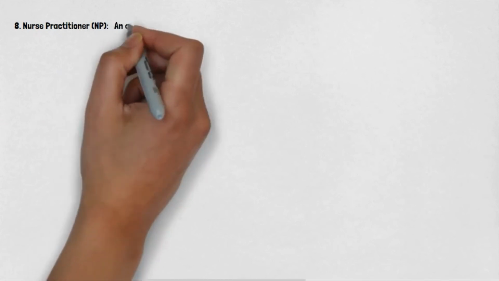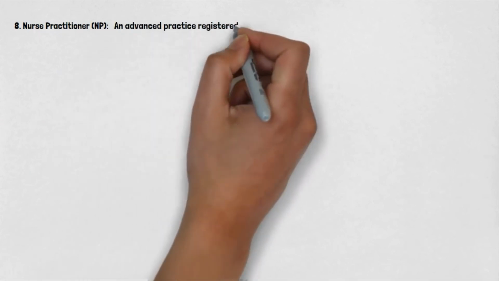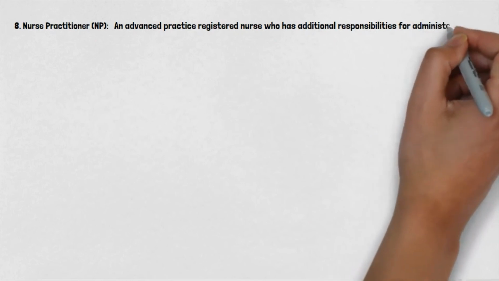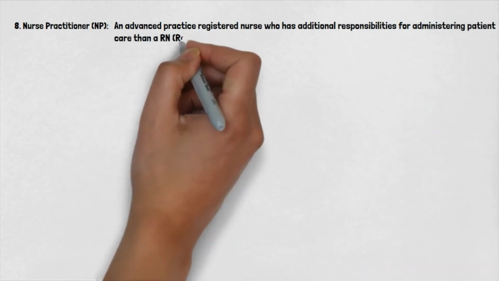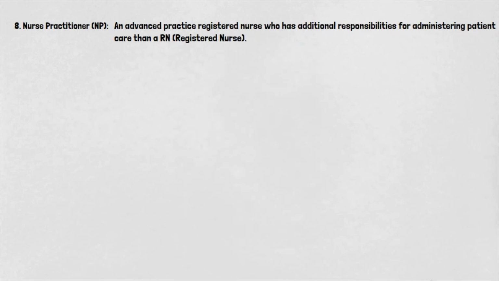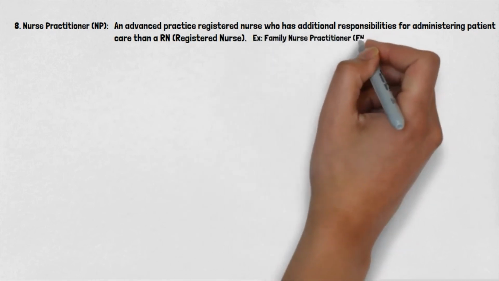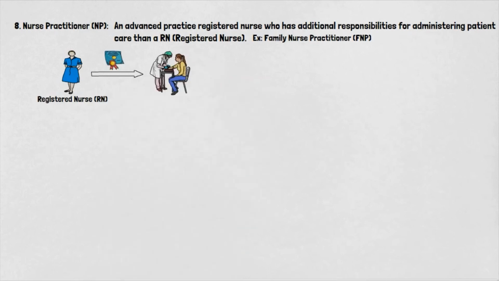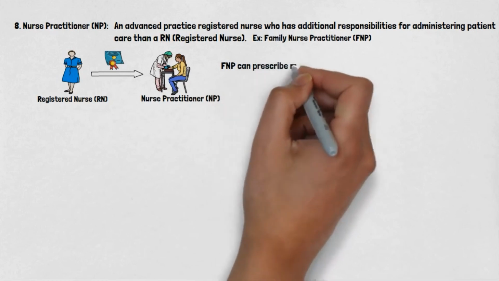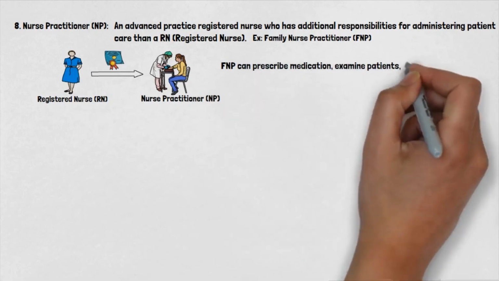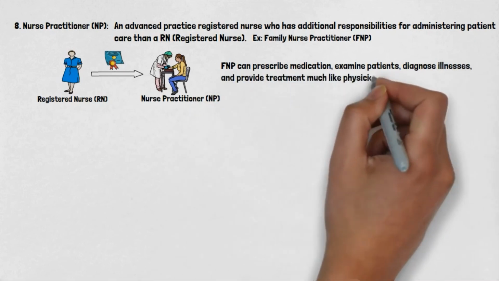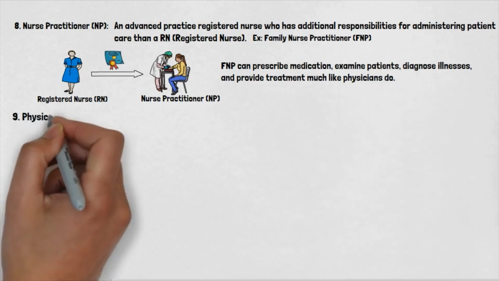The next one is nurse practitioner, NP, an advanced practice registered nurse who has additional responsibility for administering patient care than a registered nurse. Example, family nurse practitioner, also known as FNP. A registered nurse can do an advanced degree in family practice, and then the family nurse practitioner can prescribe medication, examine patients, diagnose illness, and provide treatment much like physicians do.